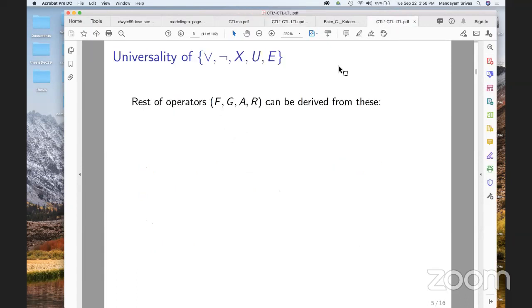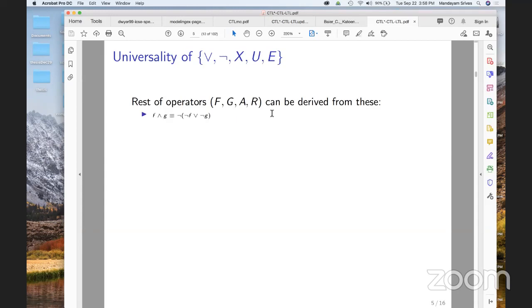What I want to cover next is certain universality of subsets of these operators in LTL and CTL, and also some equivalence laws between them. Some of these we will use to simplify in devising our model checking algorithm. So some of these equivalences are of significance when I present the model checking algorithms.